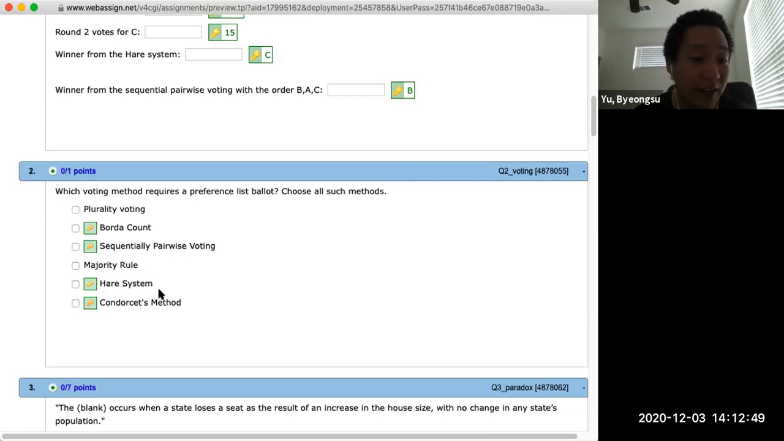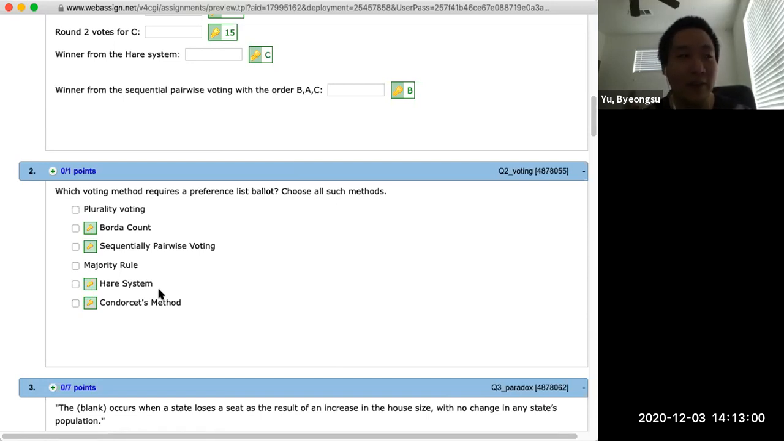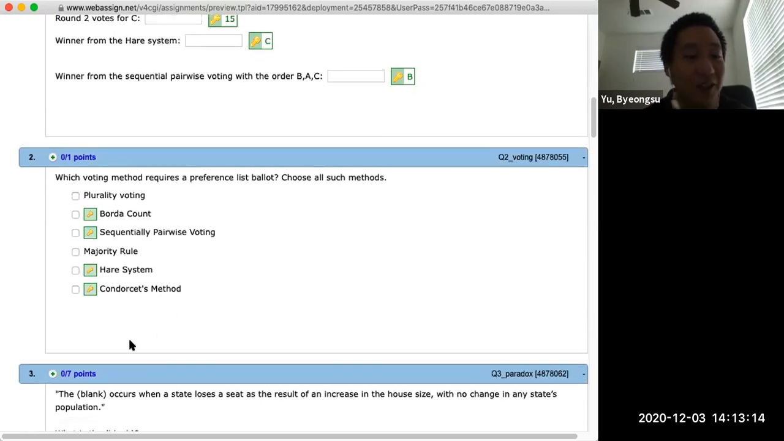And in the Hare system, you also need to know, if the candidate that some voters prefer first was out of the round, then what is their second option, right? So that's why the Hare system needs a preference list ballot. And definitely in the Condorcet method, you need to know the preference list ballot to compare every candidate one-to-one.